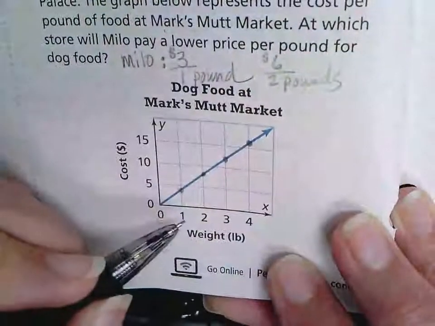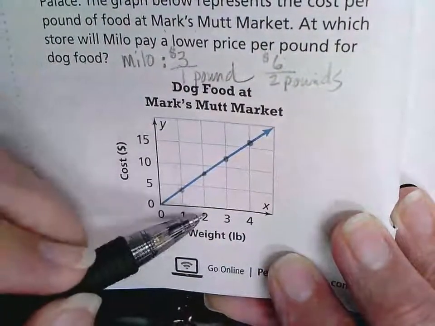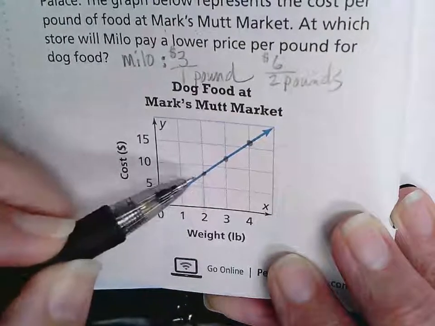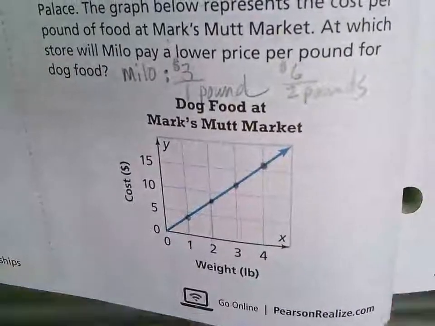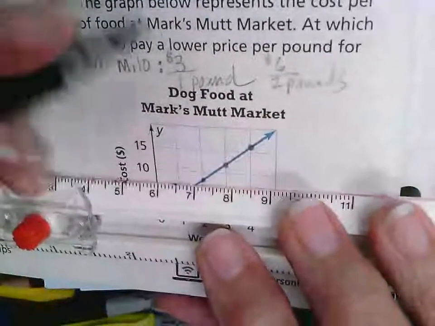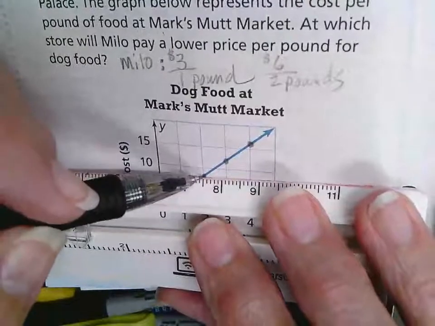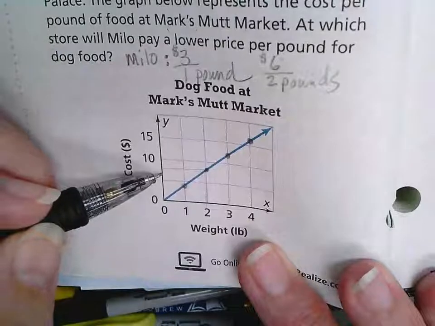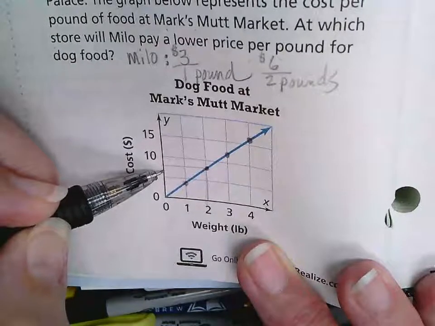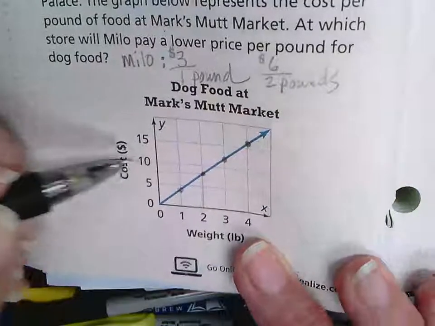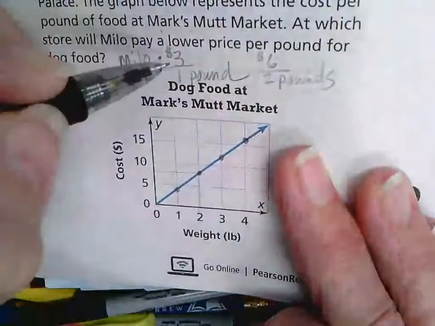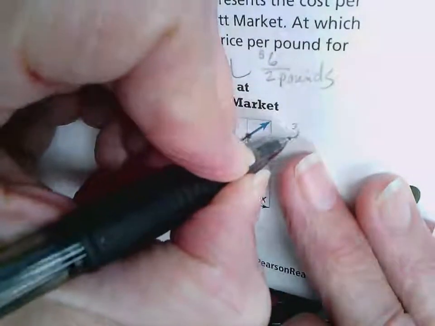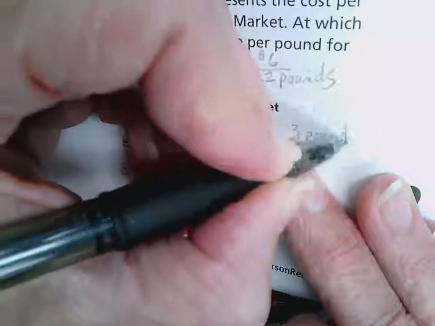And when we look at our graph here at Mutt's Market, we can see that when he buys two pounds at this market, well, again, it looks like it would be more than $6, because here's 5. 6 is probably down here if we're going to get to 10. But I'm just going to take it one more. I'm going to take it if I buy 3 pounds, because this is more obvious to me.